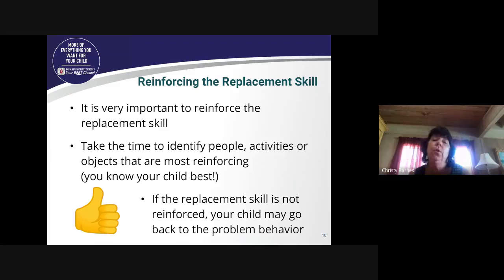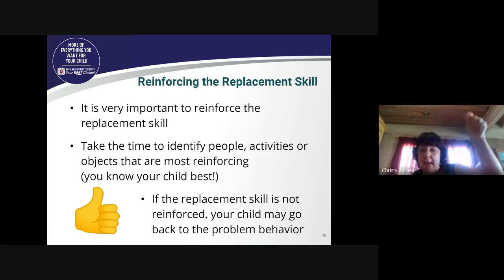Lauren, that is such a good point. It is very important to reinforce the replacement skill. As parents, we are so used to just dealing with the problem behavior, and when they're doing the right thing, we don't notice it. So we really want to take the time to identify people, activities, or objects that are most reinforcing. You guys know your child best. And if the replacement skill is not reinforced, your child may go back to the problem behavior.